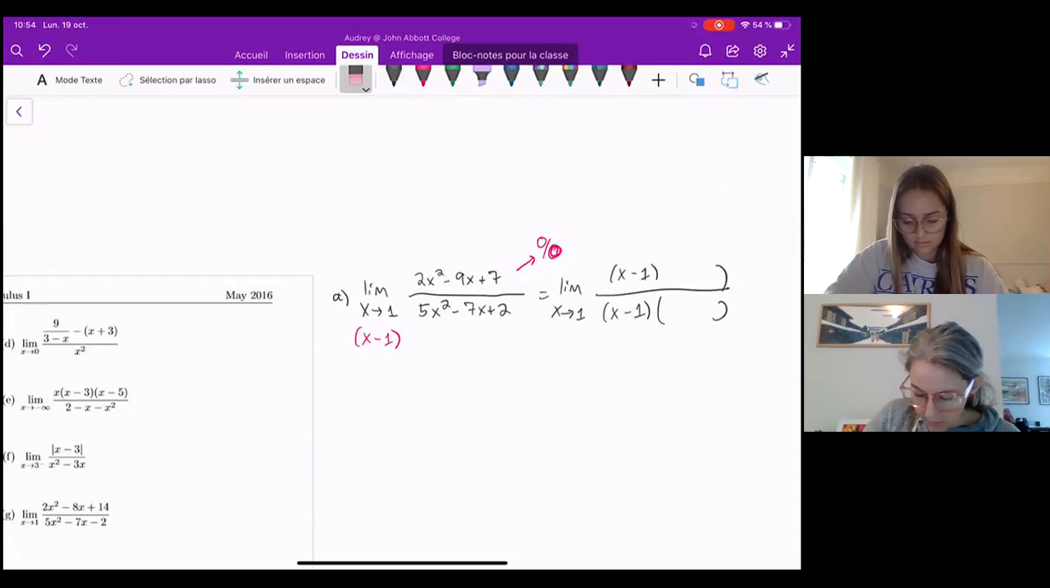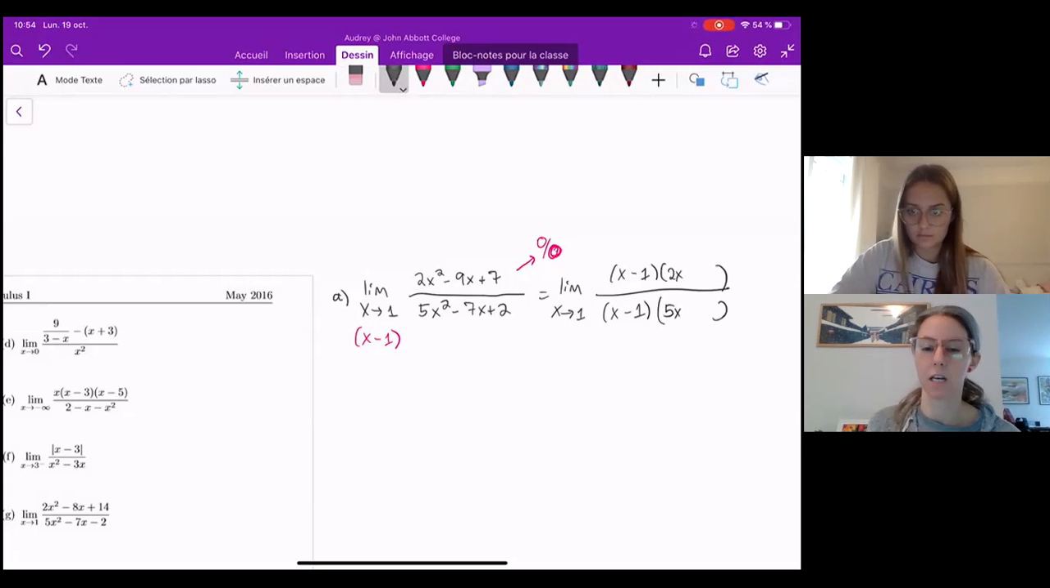So we'll have a 2x here. I know I need 2x squared, so that means I have to multiply by 2x. On the bottom, I need 5x squared, so that means I have a 5x. Then what do I have to multiply negative 1 by to get positive 7? Negative 7. And what do I have to multiply negative 1 by to get positive 2? You got it, negative 2.